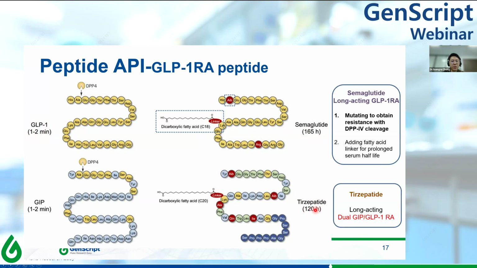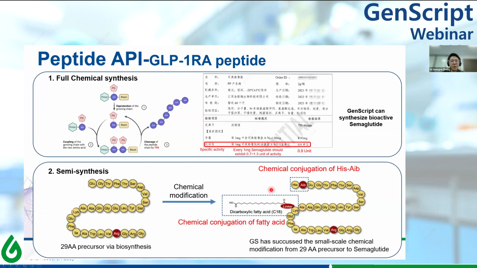And tirzepatide is going to focus on a long-acting dual GLP-1 and GIP receptor agonist. And for the chemical synthesis of semaglutide, GenScript can provide two synthesis methods. One is the full chemical synthesis, and two is the semi-synthesis.